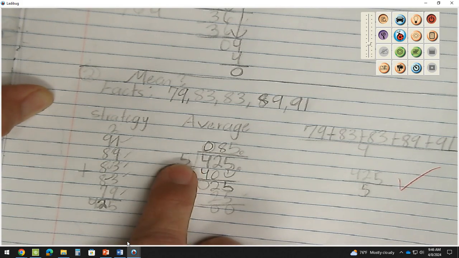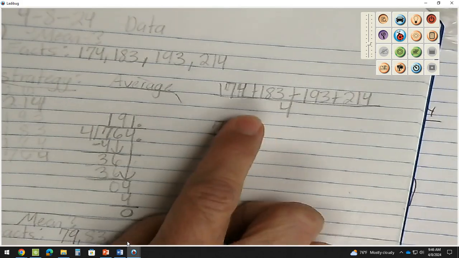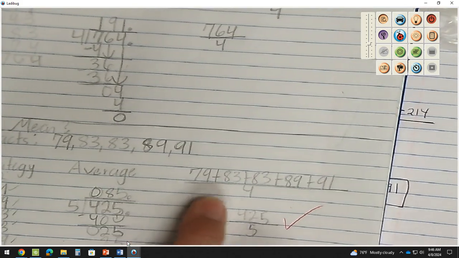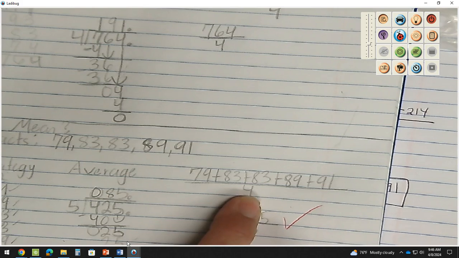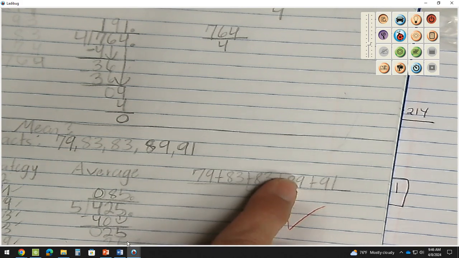Now last year I had a kid say circle. You said to divide by 4. Why did we divide by 4 over here? Because there were 4 data points. This one has 5. So you see how she put 4? Okay, it should have been a what? 5. The good thing is she fixed it. 1, 2, 3, 4, 5.